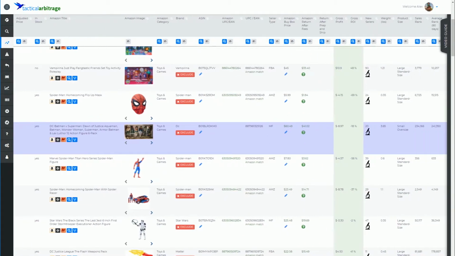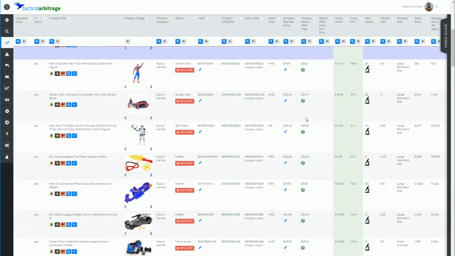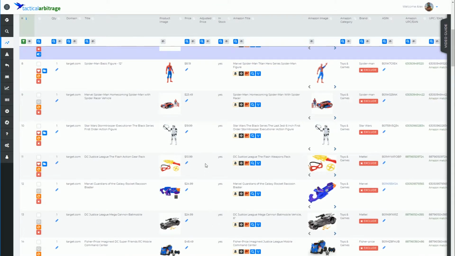So let's have a look at something over here that may already have a little bit of return on investment in it. So you can see here that this DC Justice League weapons pack has a 41% ROI. And there's two places I can change the price. We'll go across first and use our wholesaler example.